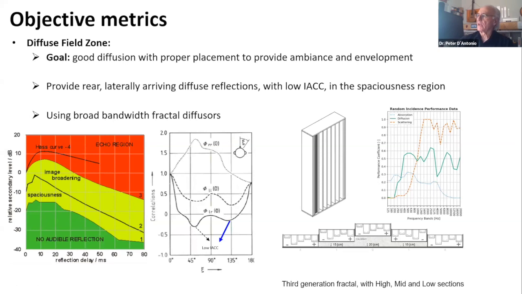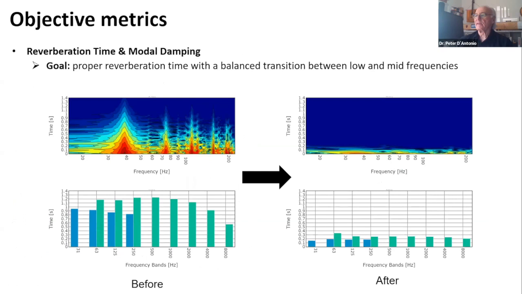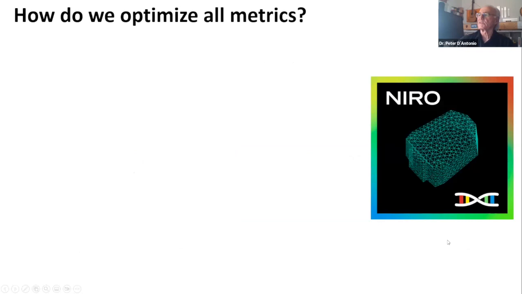And so then the final goals are to control the decay, the modal decay. So if you don't control the modes, they ring. And so when you hit a bass drum, you don't hear a thud, you hear a very wimpy bass drum. And so we want all the frequencies to decay at the same time. We want the reverberation time, which can be quite long in an untreated room, to be in roughly the 0.3 to 0.4 second range. And so how do we do this?